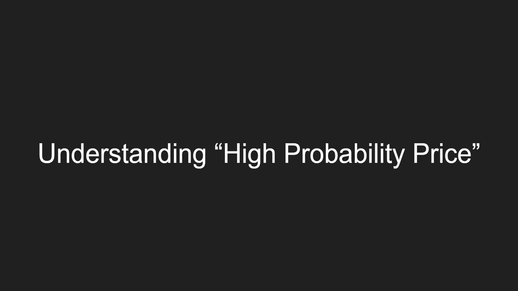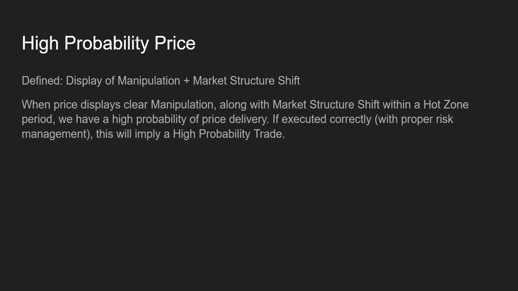So high probability price and understanding what that is. Let's go ahead. So defined, it is the display of manipulation plus market structure shift, and I'll break that down for you guys in the next slide. But pretty much it is when price displays clear manipulation along with market structure shift within a hot zone period. So that's within the high probability time, we have a high probability of price delivery. So that's when price is most likely set to distribute and go a specific direction, whether it's explosive or not.